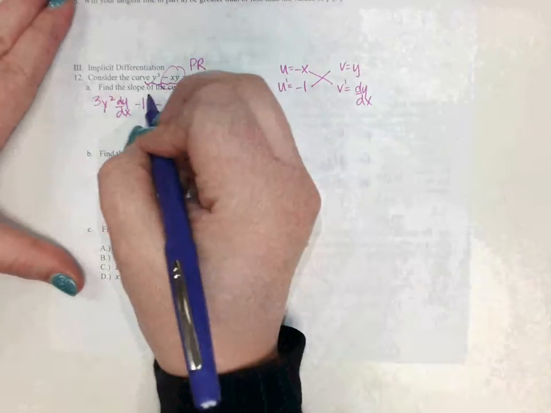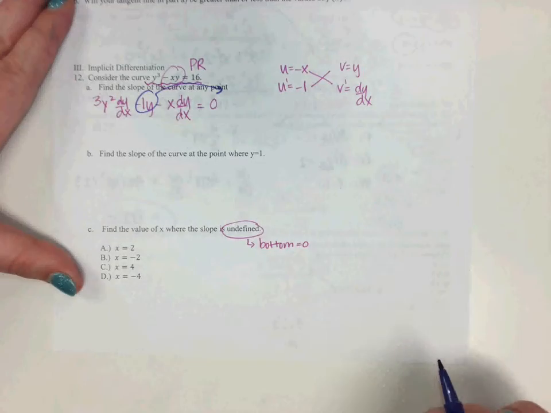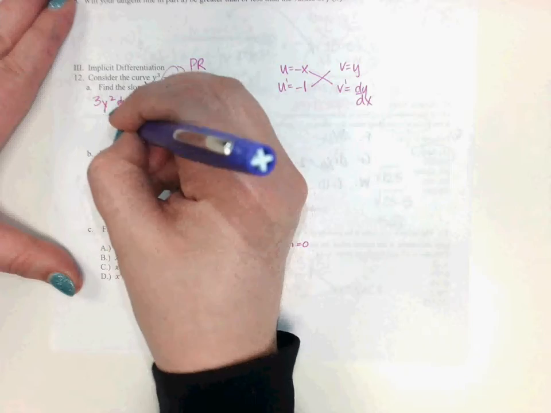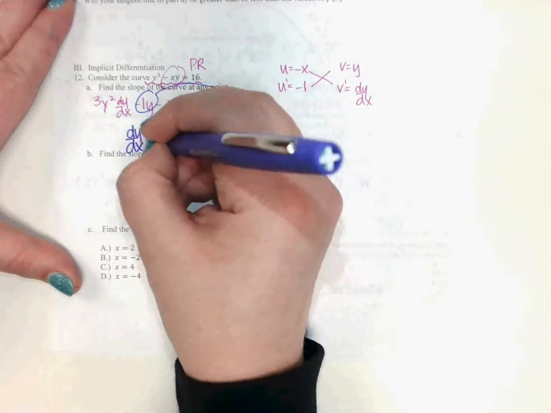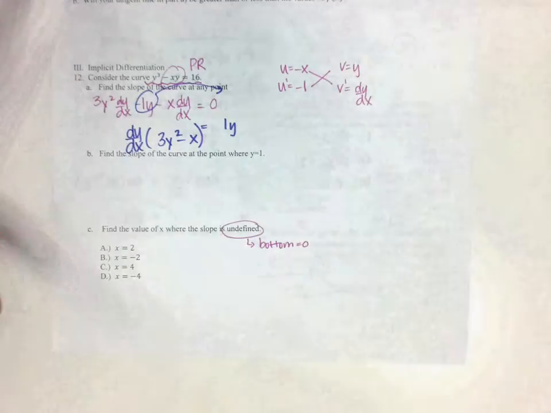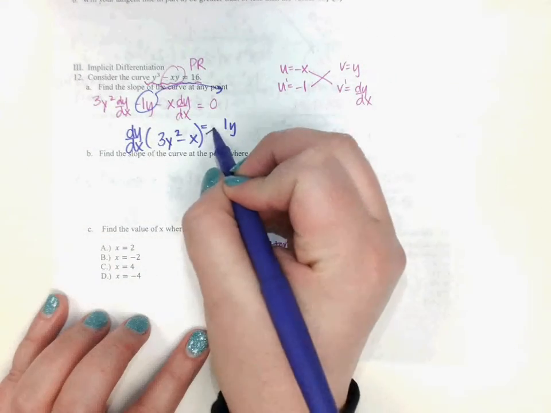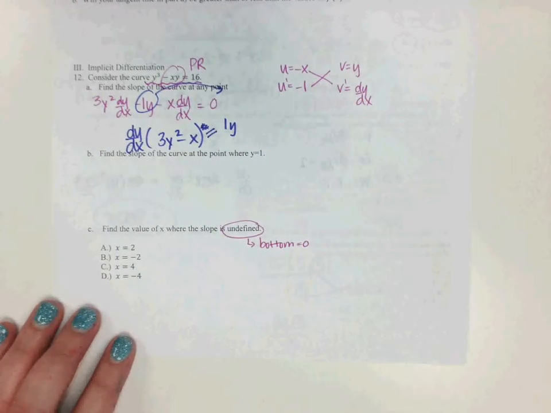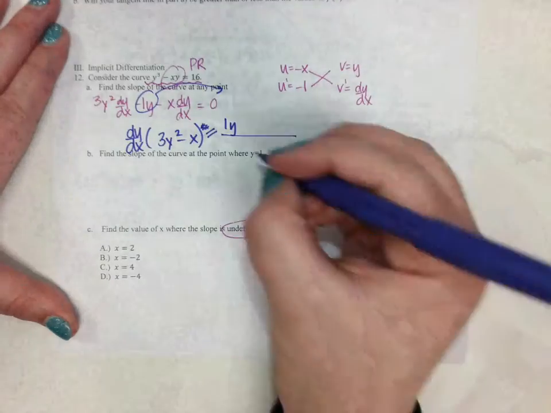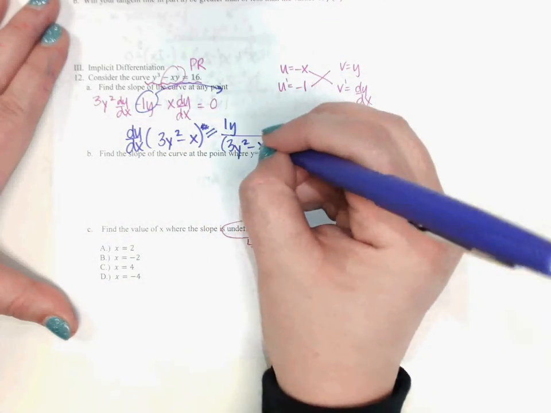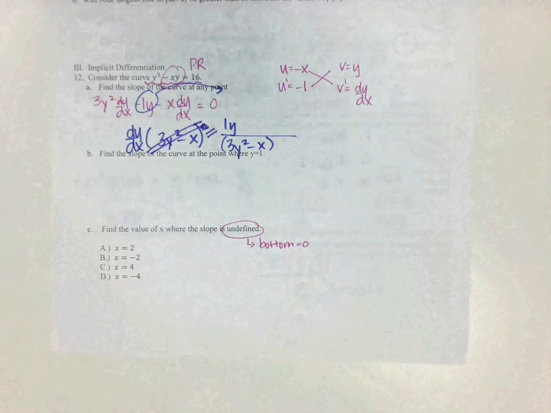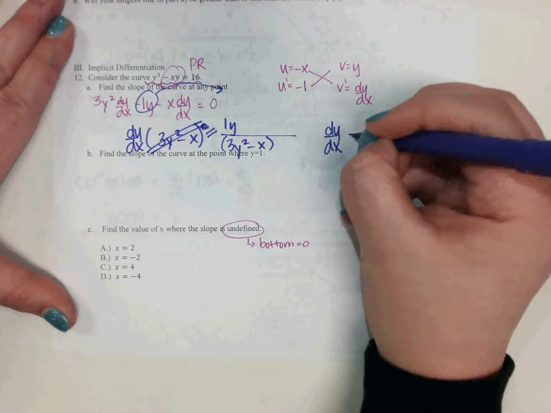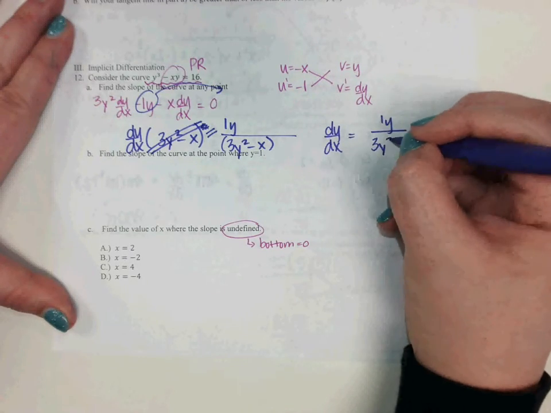Then from there, my 1y has to move over. It was negative, so now it's a positive 1y. The remaining two terms both have a dy dx. So I have a 3y squared minus x left over. Okay, and then from there, where does this 3y squared minus x belong? On the bottom. So I'd have a 3y squared minus x. And then don't forget to cross it out. So your dy dx from part A is a 1y over 3y squared minus x.